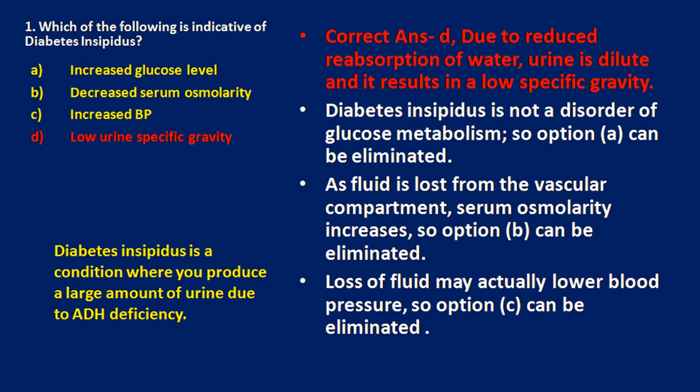Then increased BP. Here loss of fluid happened and actually it lowers the blood pressure. So option C also can be eliminated. The correct answer we can find out as D, low urine specific gravity. So by elimination method, we have to carefully examine each option and eliminate wrong answers one by one.